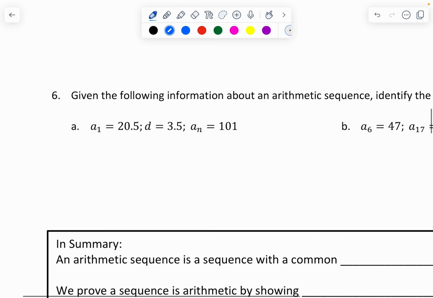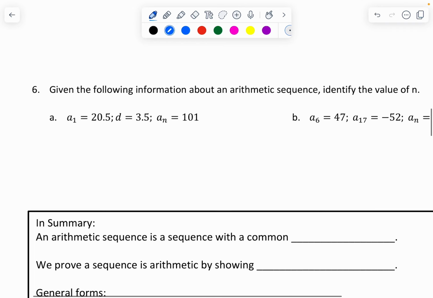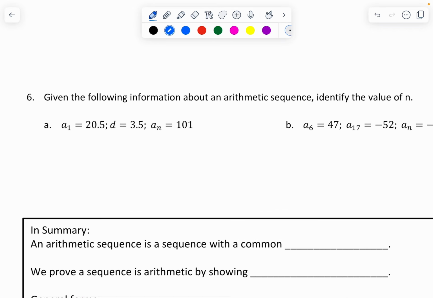So on this one, now they're saying identify the value of n. So we've got some random term in our sequence. The value of that term is 101. We want to know what term it is in the sequence. So let's see. We know we have the formula A sub n is equal to A sub 1, the term we know, plus n minus 1 times d.